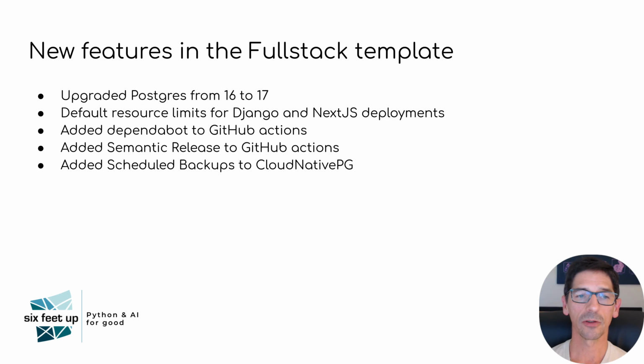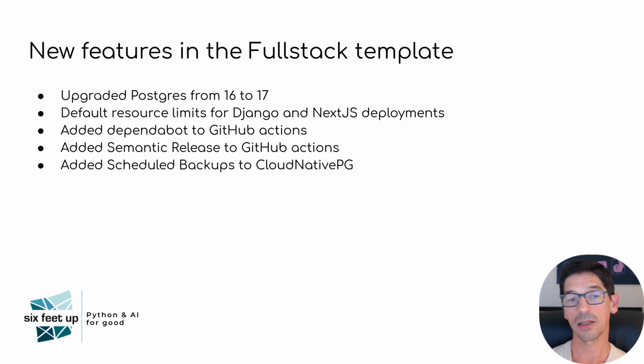Looking at the full stack template specifically, we've upgraded from Postgres 16 to 17. We added some default resource limits to Django and Next.js deployments, not as the gospel, but more as a reminder to you to go test your workloads in a staging and a production cluster and set some real accurate resource limits. We added Dependabot to GitHub Actions so you can get regular PRs for security updates to packages.